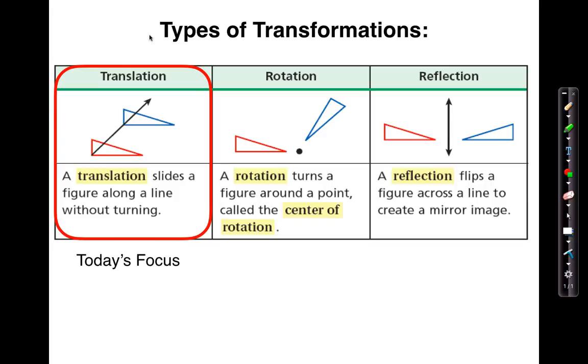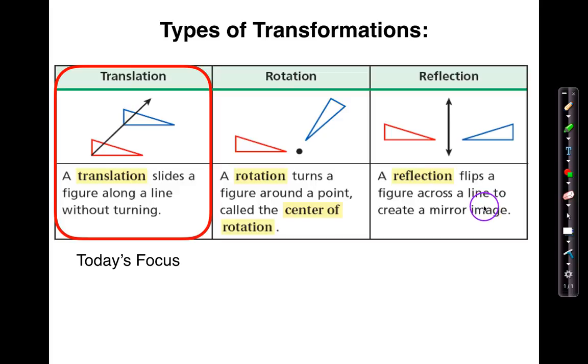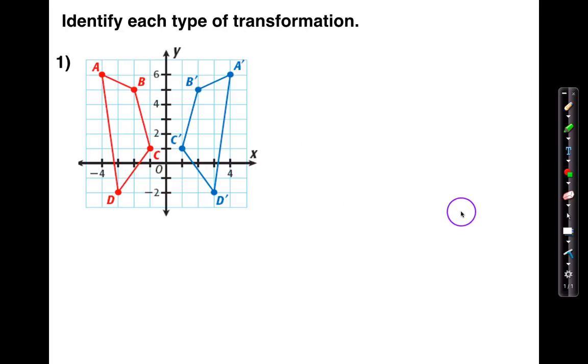However, we are going to touch base on what a rotation is. A rotation is basically a turn. It turns a figure around a point called the center of rotation. And then we also have reflections. A reflection is basically when it flips a figure across a line to create a mirror image.